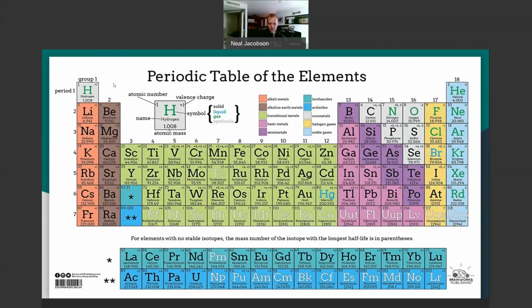And protons are positively charged particles in the nucleus of the atom. There's also neutrons in the nucleus of the atom that will add weight to the atom. They'll make it heavier, but they don't have a charge. They're a neutrally charged particle. And then the number of protons in the nucleus is what gives the atom its identity and its personality.